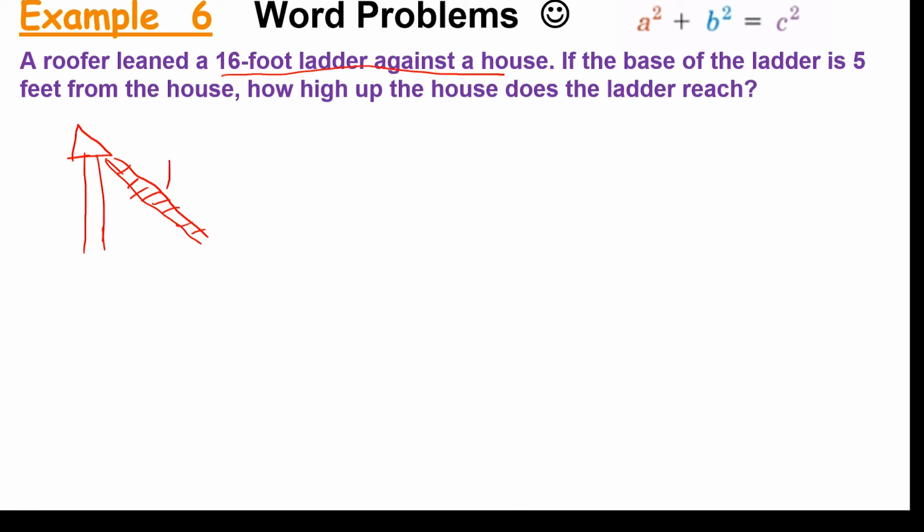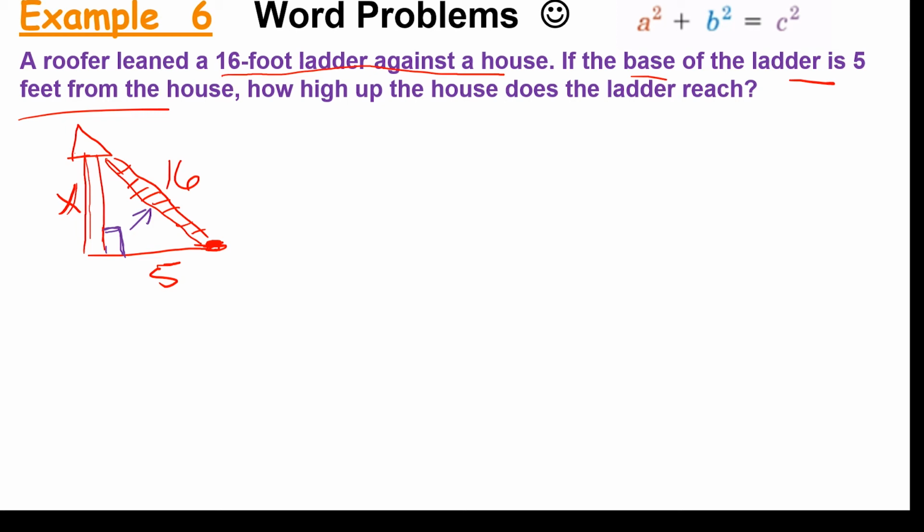And the base of the ladder, which is here, so this is the base of my ladder, is 5 feet from the house. So this is my house. So the base is 5 feet from the house, which will make this length here 5. How high up the house does the ladder reach? And so we want to find the height, how high up this ladder is, so that would be x. This would be a right angle here, because the house is a straight wall, so it would be perpendicular to the ground. So that 16 would be my hypotenuse, and I just plug it into the Pythagorean theorem. So that's C, and I'm going to say that this is B.